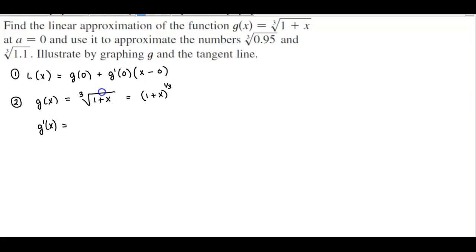Taking a derivative of that, we're going to have 1/3 times 1 plus x to the power of 1/3 minus 3 over 3, which is negative 2/3. And that's times the derivative of what's inside, which is 1. So therefore, the derivative is going to be 1 over 3 times the cube root of 1 plus x squared. So therefore, that is the derivative of this function.